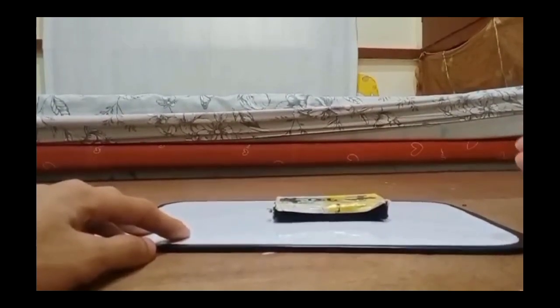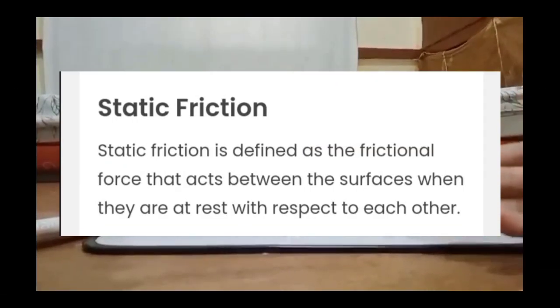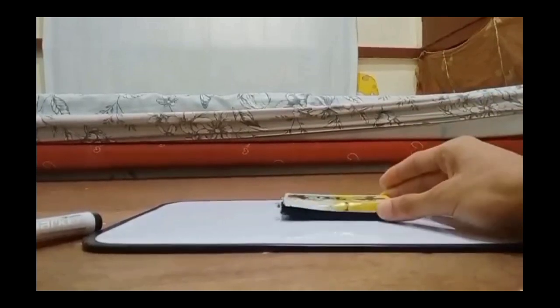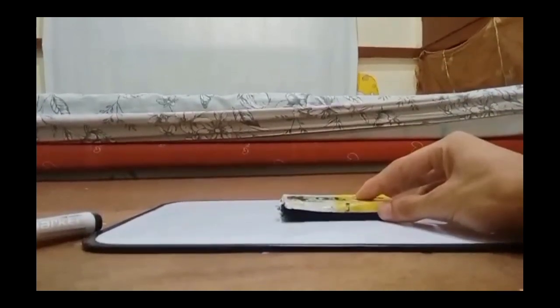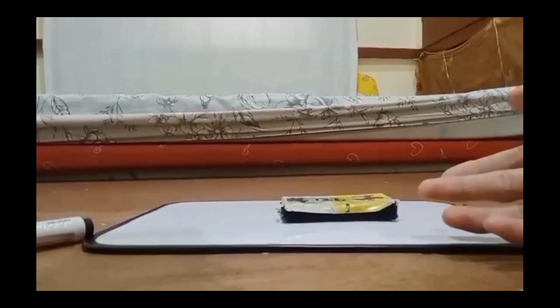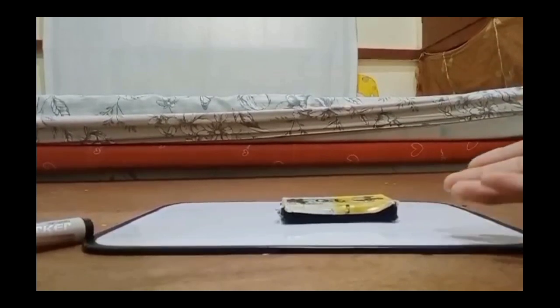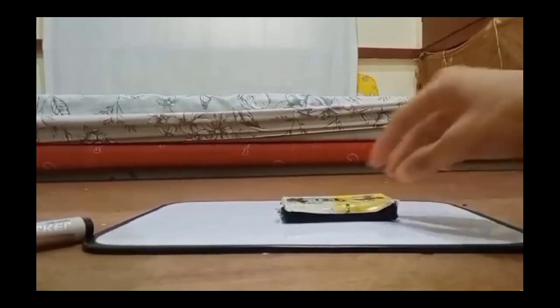It is a type of friction that we call the static friction. Static friction is defined as the frictional force that acts between the surfaces when they are at rest with respect to each other. So basically, this eraser resting on a whiteboard is an example of static friction. The next type of friction that we have is the sliding friction. Sliding friction is defined as the resistance that is created between any two objects when they are sliding against each other. So, a great example would be this eraser and whiteboard.